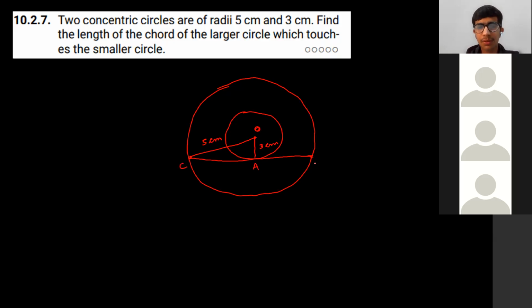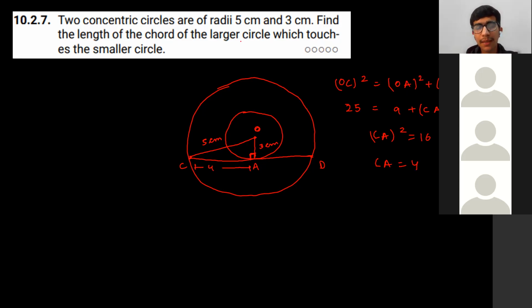Right? So OA will be perpendicular to CD. Therefore, using the Pythagoras theorem, I can say OC whole square is equal to OA whole square plus CA whole square. Right? OC whole square is 25, which is equal to 9 plus CA whole square. So CA whole square is equal to 16. That means CA will be equal to 4. So this particular length is equal to 4.